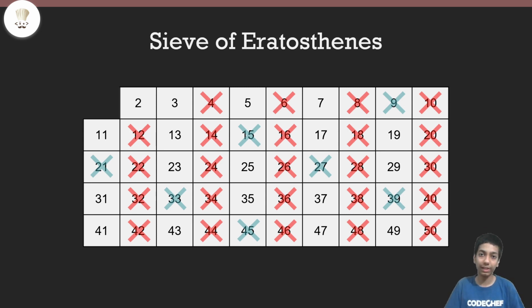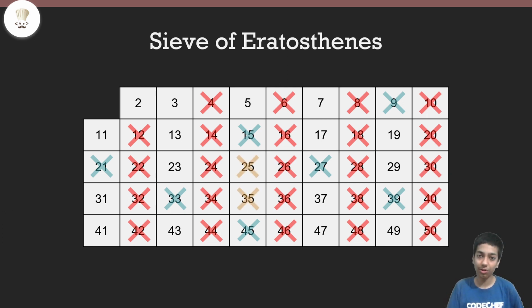So 12 will get striked off twice, by 2 and 3 also. Right, so 9 cannot be a prime number, 15 cannot be a prime number, and so on. Then we go to 5. So we come to 5, strike off all its multiples.